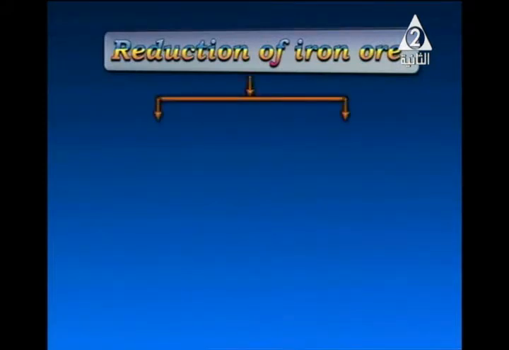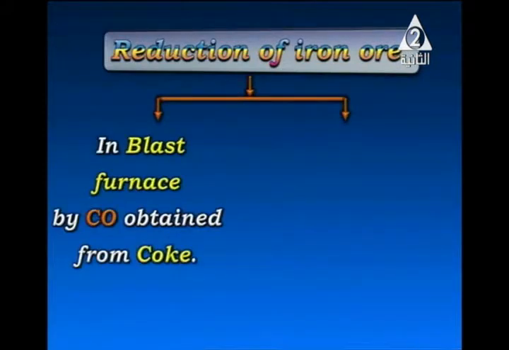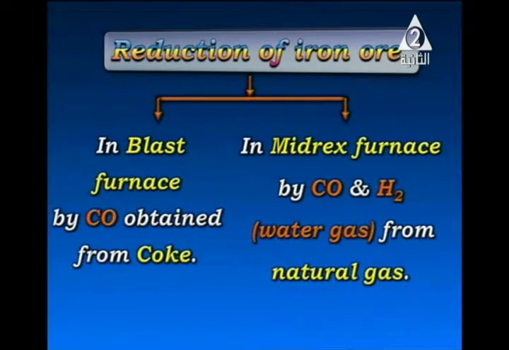Here, the reduction of iron ore takes place in two types of furnace. In the blast furnace, by carbon monoxide obtained from coke, we reduce the iron ore into iron. Or by using the midrex furnace, by the mixture of carbon monoxide and hydrogen that we call water gas, which can be obtained from natural gas, we can reduce the iron ore into iron. My dear students, we are going to discuss each one in detail.